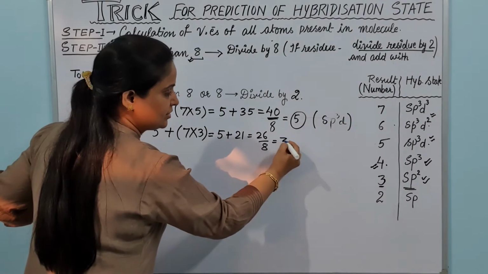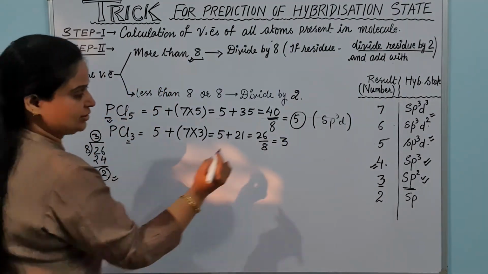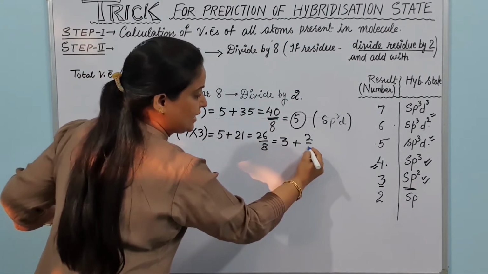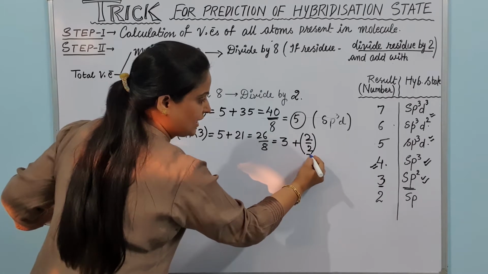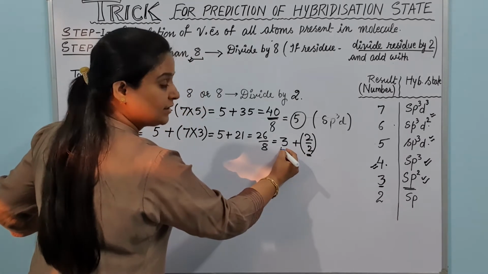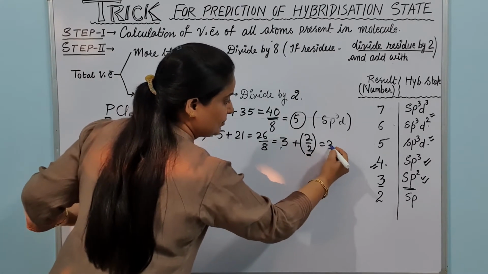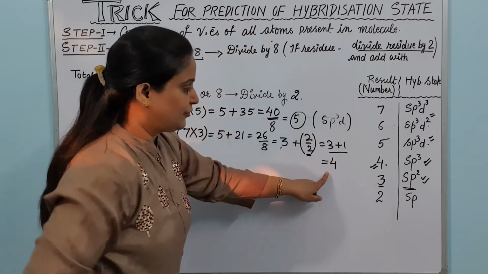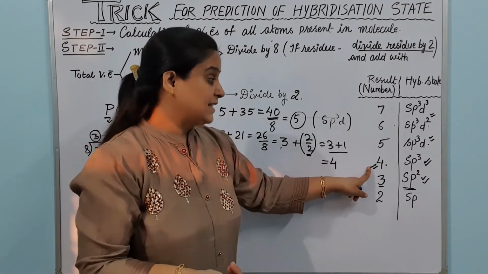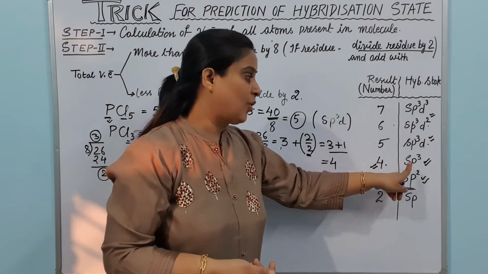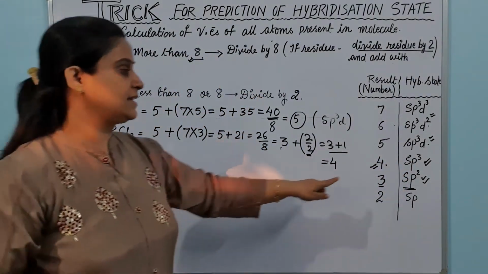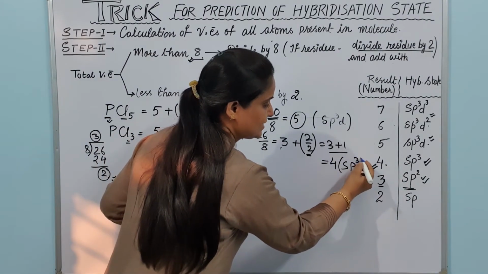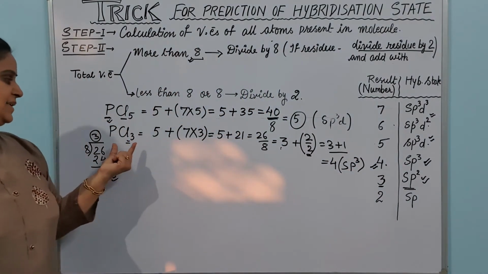So this is 3 plus residue. Now the residue has to be divided by 2. Whatever number I get will be added to this 3. So 3 plus 1, this becomes 4, and 4 is indicating that the hybridization state of phosphorus in PCl3 is sp3. So here I am writing down the hybridization state of phosphorus in PCl3.